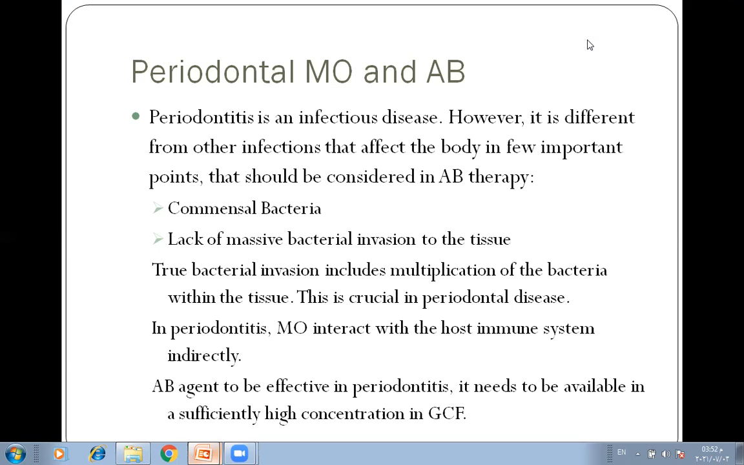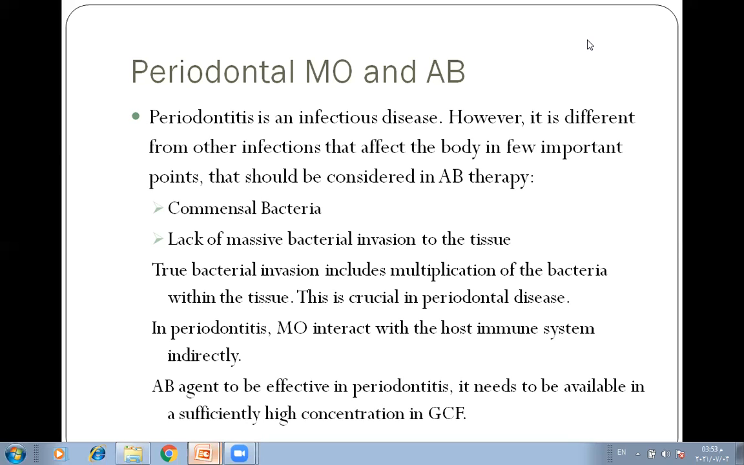Second, there is a lack of massive bacterial invasion into the tissue. In a true bacterial invasion, the bacteria will invade the soft tissue and multiply inside the tissue. In periodontitis, this is not happening, or at least to some limits it is not happening. Usually, in periodontitis, microorganisms are accumulating on the root surface. There is a little invasion into the soft tissue, but not too much.